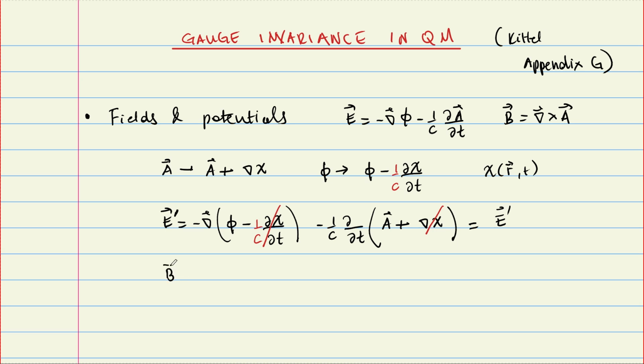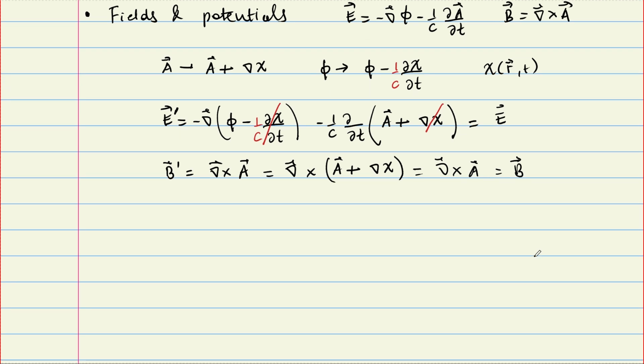And similarly, B prime is equal to the curl of A prime, which is going to be the curl of this thing. But we know the curl of a gradient is 0, so this is going to be the curl of A. So this is E, this is B. So that's what we call gauge invariance.